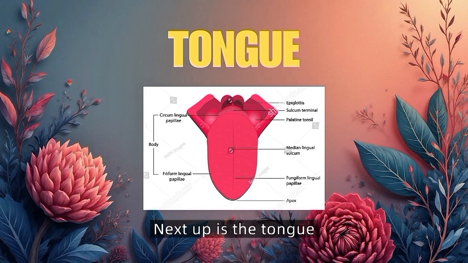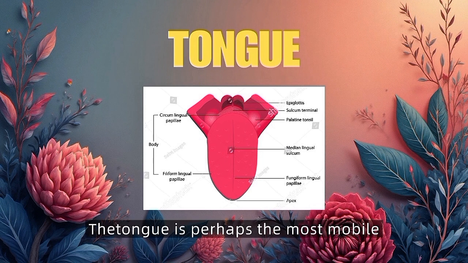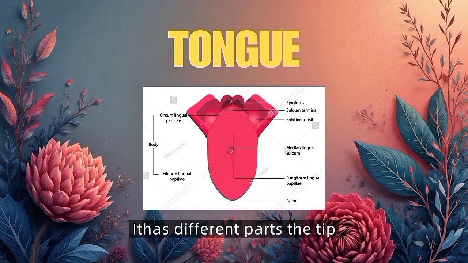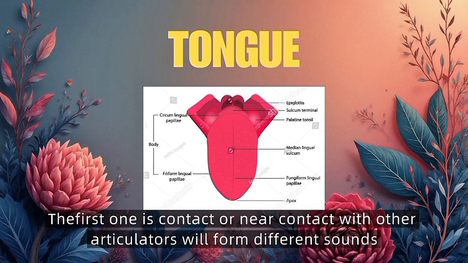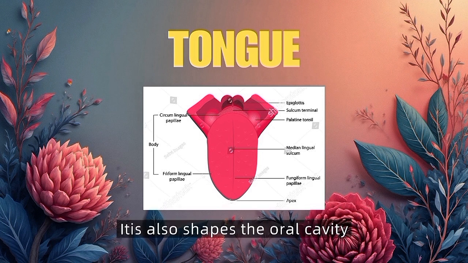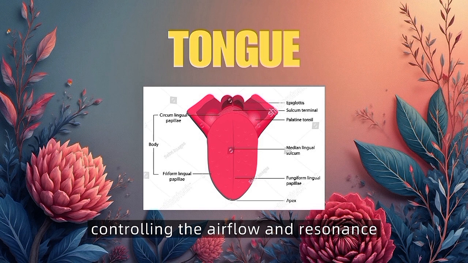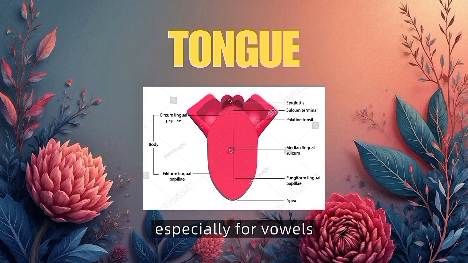Next up is the tongue. The tongue is perhaps the most mobile and versatile articulator in the mouth. It has different parts: the tip, the blade, the front, the back, and the root. The tongue helps in many ways. The first one is that contact or near contact with other articulators will form different sounds. It also shapes the oral cavity, controlling the airflow and resonance, especially for vowels. It also produces constrictions that result in consonants.